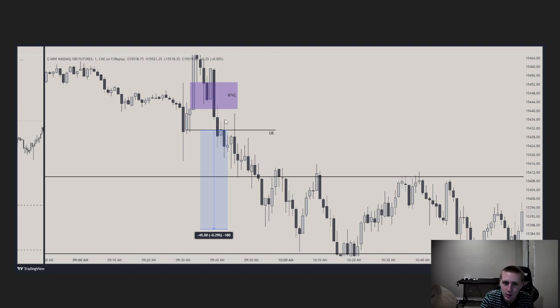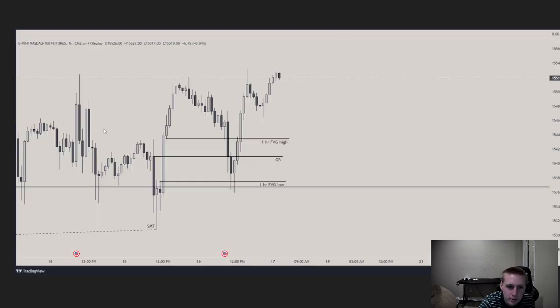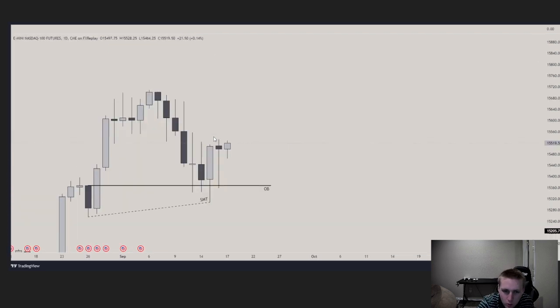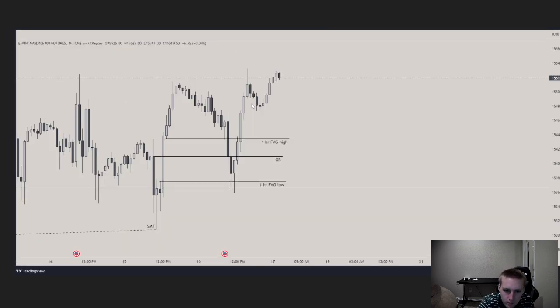But I wouldn't love this trade just because it's against that overall premise on the daily, the fact that we're bouncing off the order block. I would more look for higher prices off of that. But this is some power of 3.